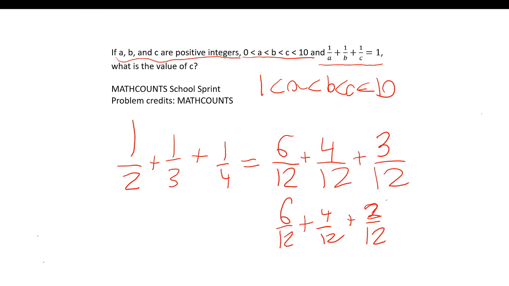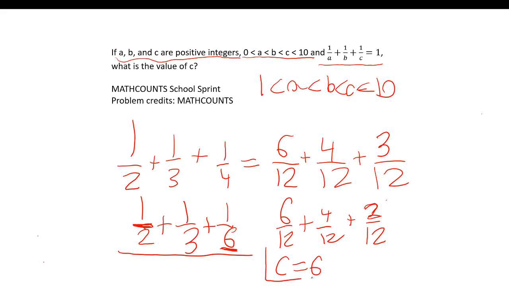And let's see if we can simplify this. Well, this is just a half. This remains the same. This is a third. And the last one is a sixth. We have our fractions: 1/2 plus 1/3 plus 1/6. We're looking for c. c is the largest value. We have c is equal to 6. Much faster way of solving the problem.